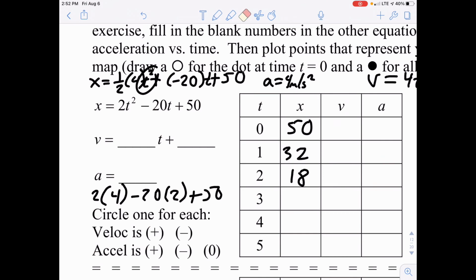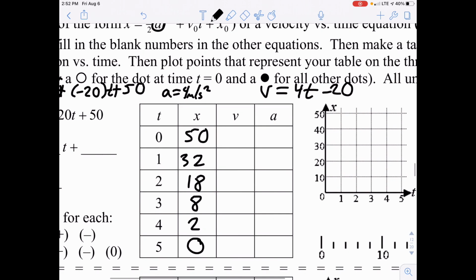And if we do this for all the other values of 3, 4, and 5, we plug in for t equals 3, we get x equals 8 meters. At t equals 4, x is 2 meters. And when t is 5, we plug in 5, we actually get 0.